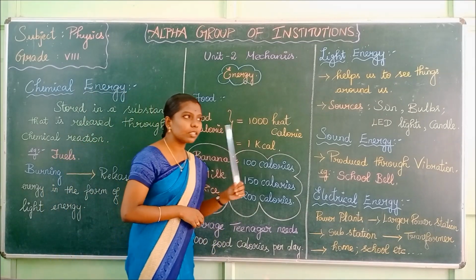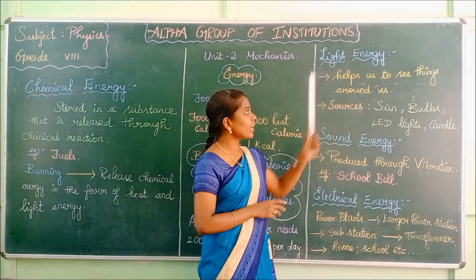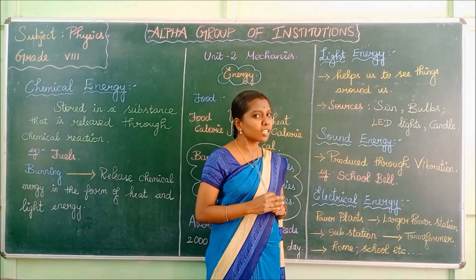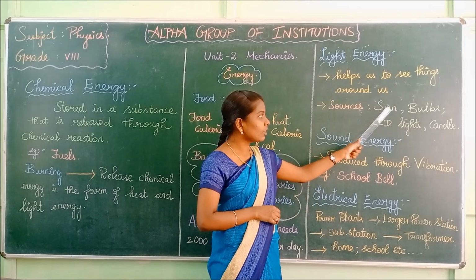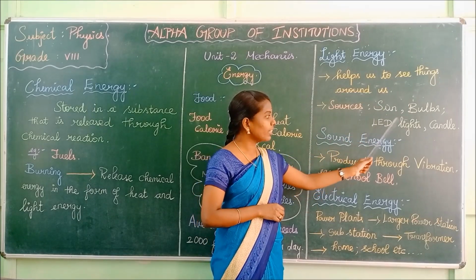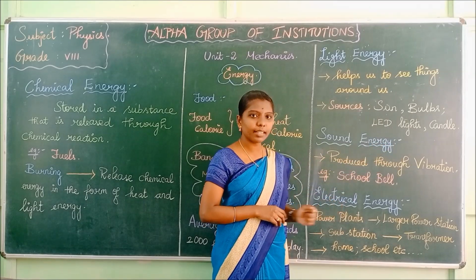The next form of energy that we have seen is light energy. Light energy helps us to see things around us. The major sources of light energy are the sun, bulbs, LED lights, candles, etc.